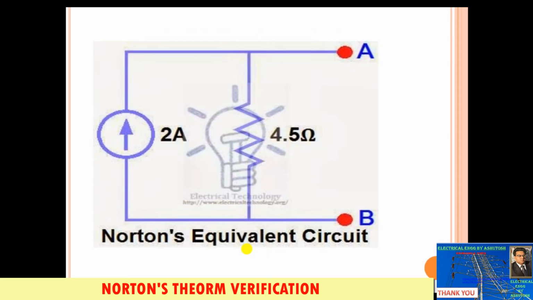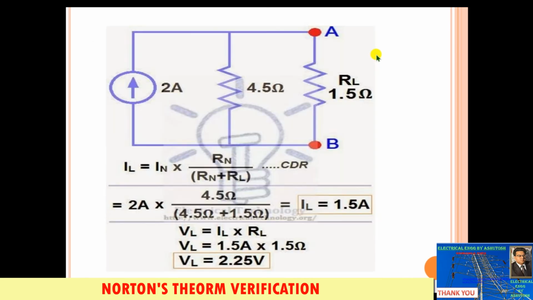Now we will move further. So this will be the Norton's equivalent circuit. We already found the Norton's current. So this will be the Norton's current, upward direction 2 ampere, and the Norton's resistance 4.5 ohm in parallel with this branch. These are the two terminals. Now we have to connect the load resistance again across these terminals. So our equivalent diagram becomes like this: 2 ampere is IN, this is RN, and this is the load resistance RL, 1.5.